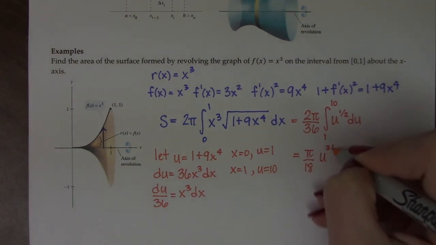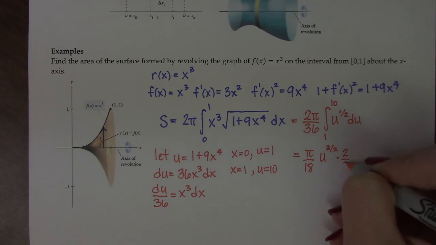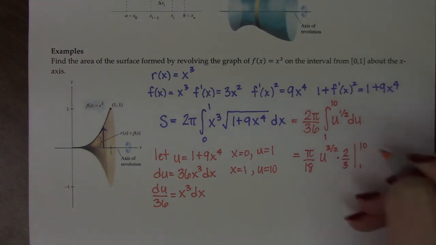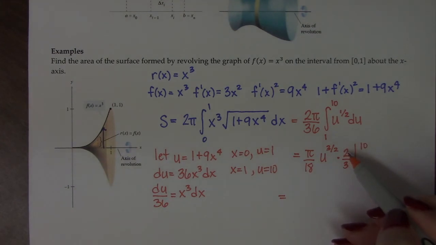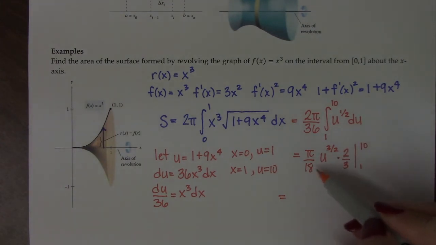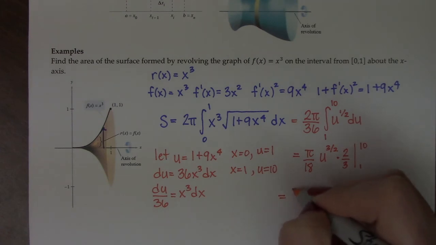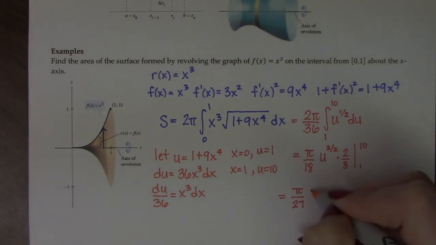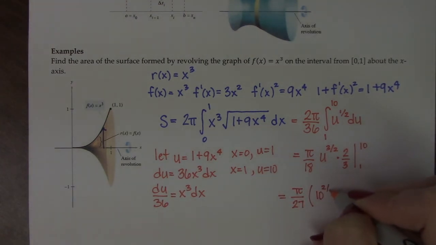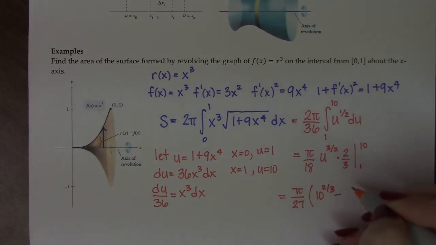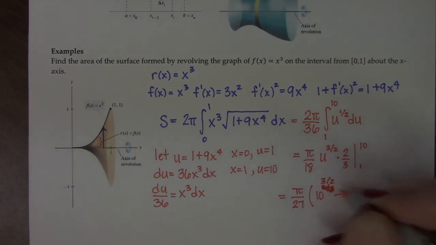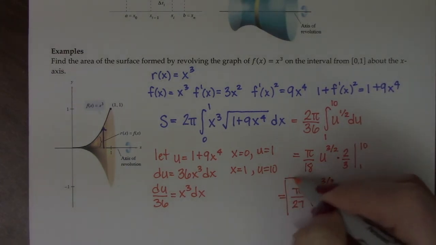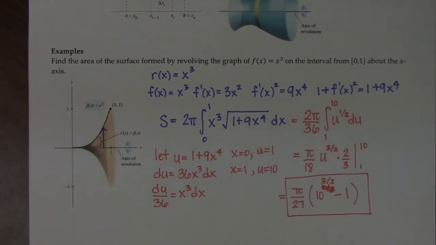This becomes u to the 3/2 times 2/3 from 1 to 10. And before I plug in the bounds, I can simplify the 2 and the 18. I'll get pi over 9, and 9 times 3 is 27. So I have pi over 27 times 10 to the 3/2, my bad, minus 1 to the 3/2, which is just 1. So this is your final answer. You can stop right here.